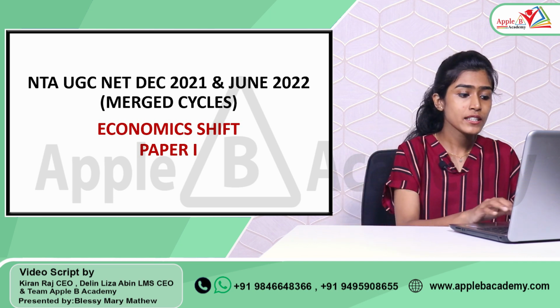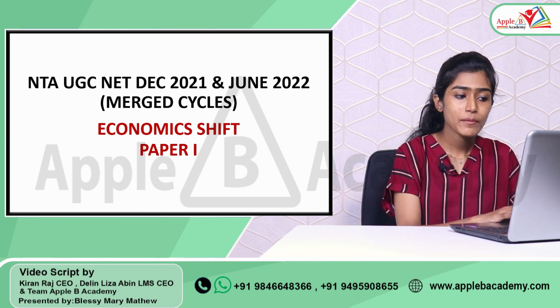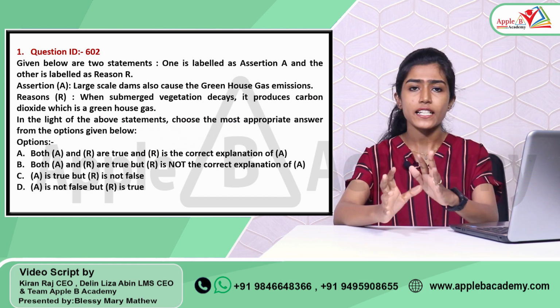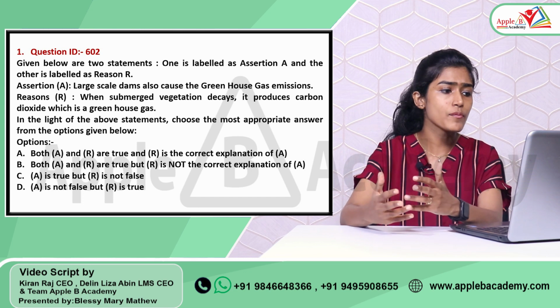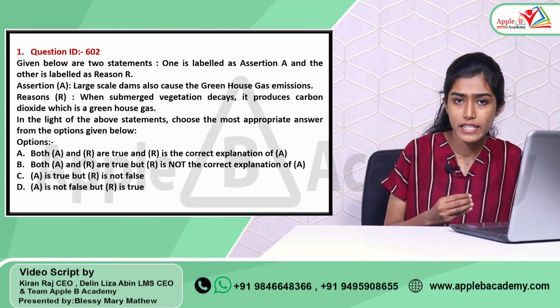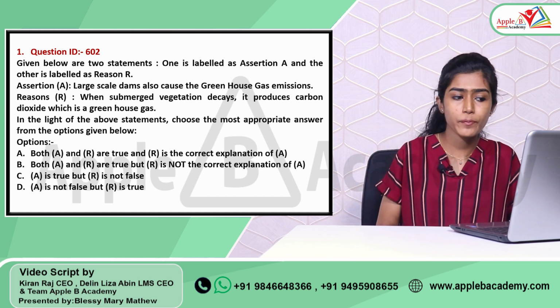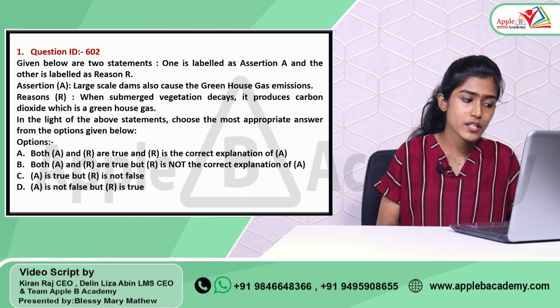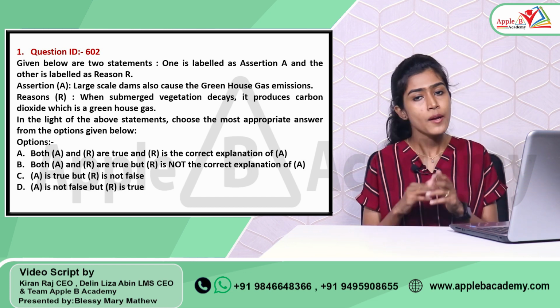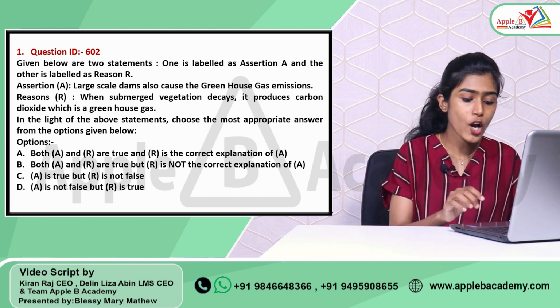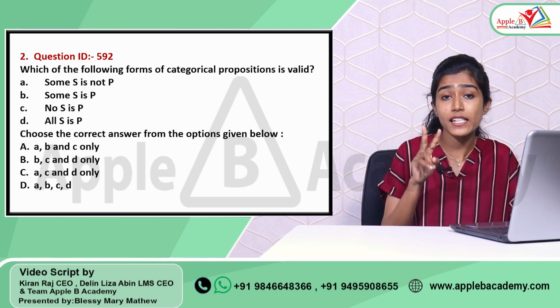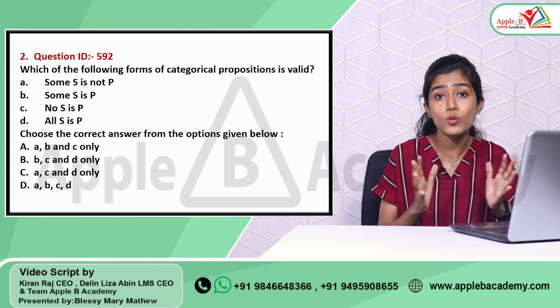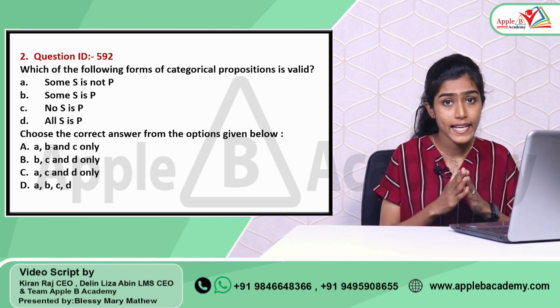One of the questions was from people, development and environment. That was an assertion-reason question. The assertion says large scale dams also cause greenhouse gas emissions, and the reason says when submerged vegetation decays, it produces carbon dioxide, which is a greenhouse gas. So this question was dropped, and another question from logical reasoning was also dropped. So basically 2 questions were dropped from the 50 questions that were asked from paper 1 in the economic shift.